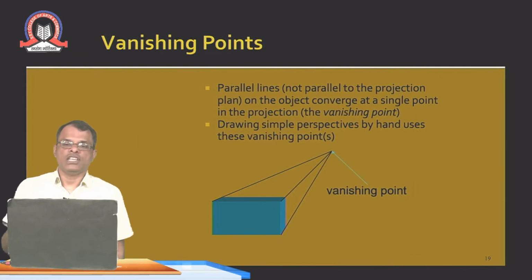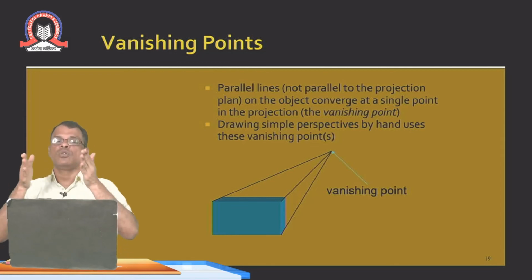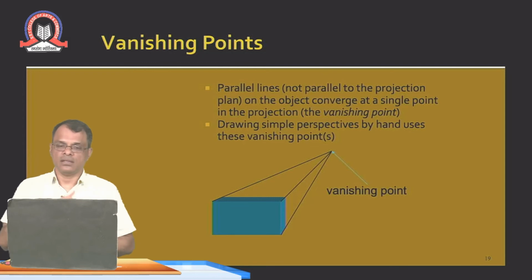So there is one vanishing point. This is what I was trying to tell you about when we are traveling. If the road is straight, we can see it converging, and at that particular point the road is vanishing, but actually the road is not vanishing, the road is straight. This is how vanishing points occur. Parallel lines not parallel to the projection plane on the object converge at a single point in the projection, the vanishing point.